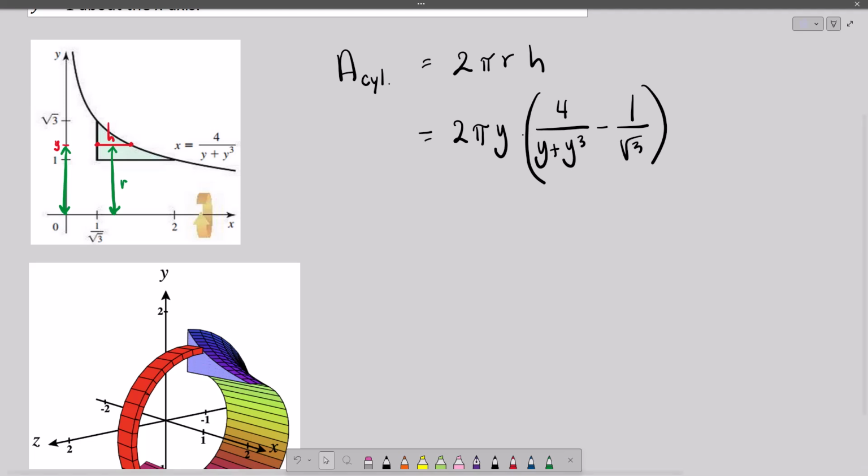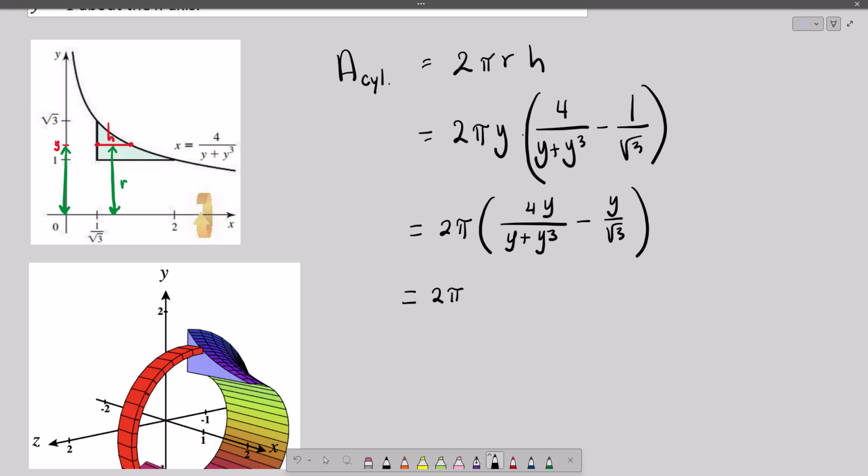So that horizontal distance is right x minus left x. They gave us the right x. The left x is just this constant 1 over root 3. Now when we distribute this y, we're going to have 4y divided by y plus y cubed minus 1 over root 3 times y. In that first expression there's a common y top and bottom, so those can be wiped out. Cancel common factors. So you're going to have 4 over 1 plus y squared minus y over root 3.